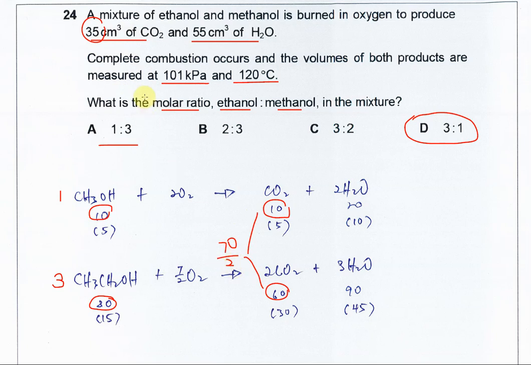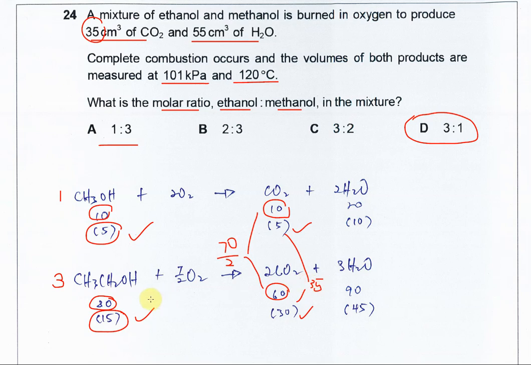That's why we can actually use 15 and 5 instead of 30 and 10. When we use 15 and 5, the CO2 produced from the ethanol is 30, and the CO2 from methanol is 5. So we sum up this 30 plus 5, and we get 35.